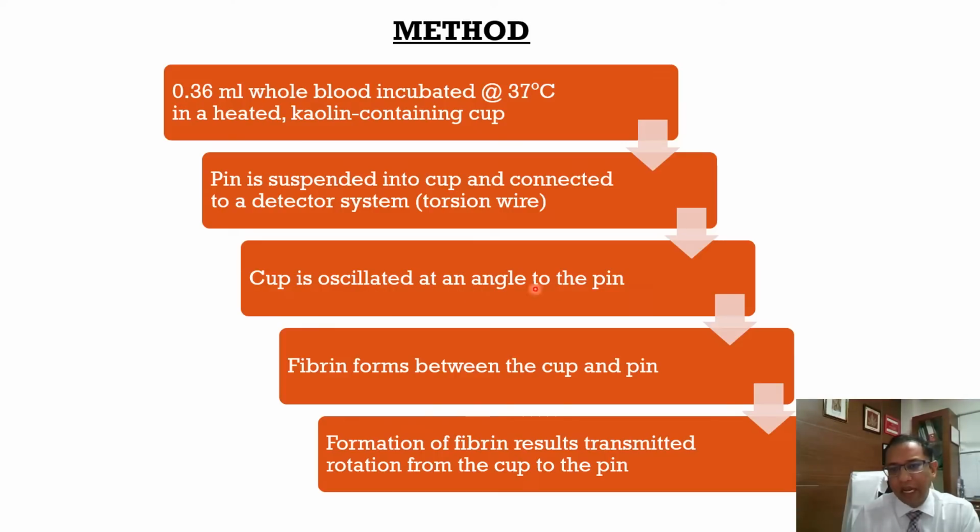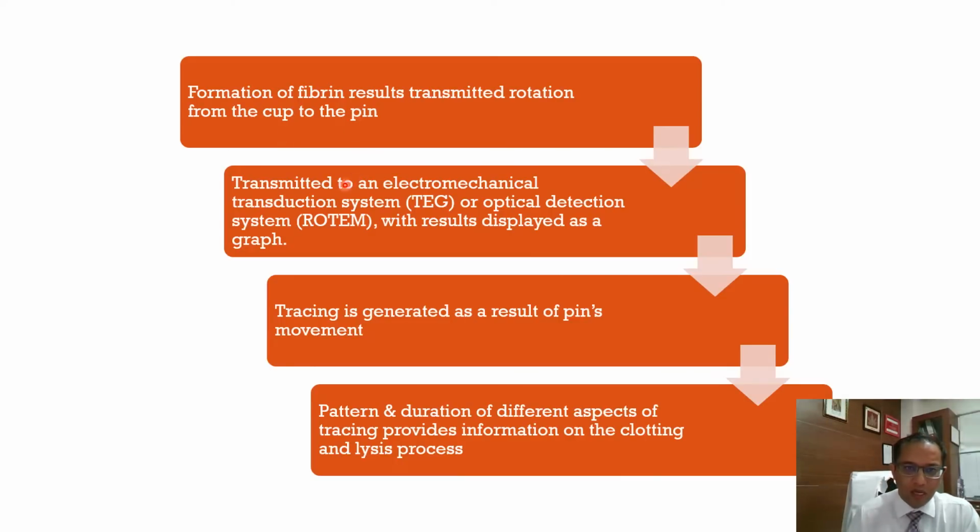The cup is oscillated at an angle to the pin. The fibrin forms between the cup and the pin, and that is how they get attached to each other and they move together. So the formation of fibrin results in transmitted rotation from the cup to the pin. This causes an electromechanical transduction system or optical system, with the result displayed as a graph, or what we generally call a trace, as a result of the pin's movement. Now the pattern and duration of different aspects of the tracing provide information on the clotting and the lysis process.